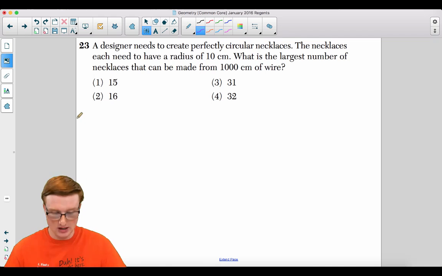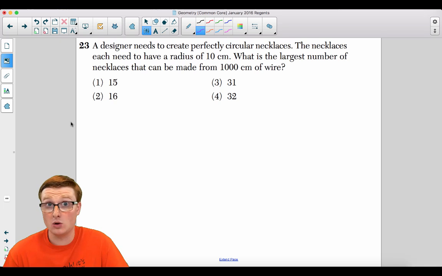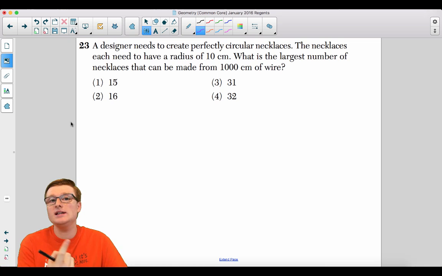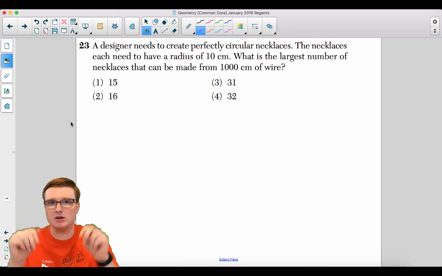All right, moving on. 23. A designer needs to create perfectly circular necklaces. The necklaces each need to have a radius of 10, or else the poor person will choke on the necklace. What is the largest number of necklaces that can be made from 1,000 centimeters of wire? So the one thing that you need to know is what's being measured here. Well, when you have a necklace, what do you call the length around a circle, or the perimeter of a circle, which math teachers don't like to say, but the perimeter of a circle?